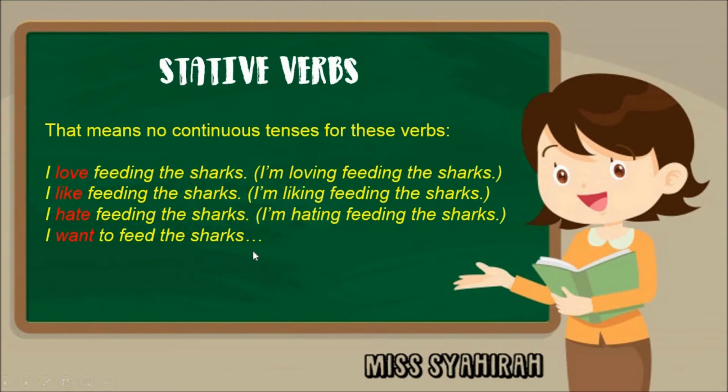Alright. So the ones in the bracket are wrong. Okay? I'm loving, wrong. I'm liking, wrong. I'm hating, also wrong. So these are stative verbs. Okay? It's about your feelings.